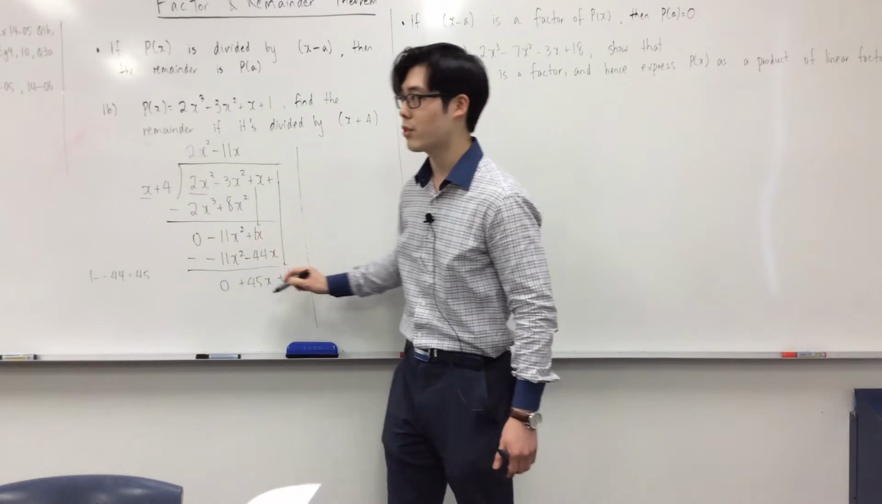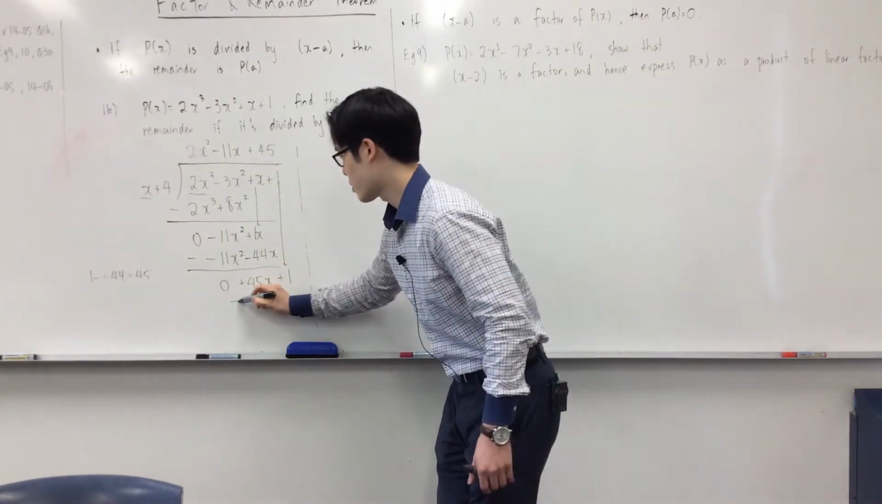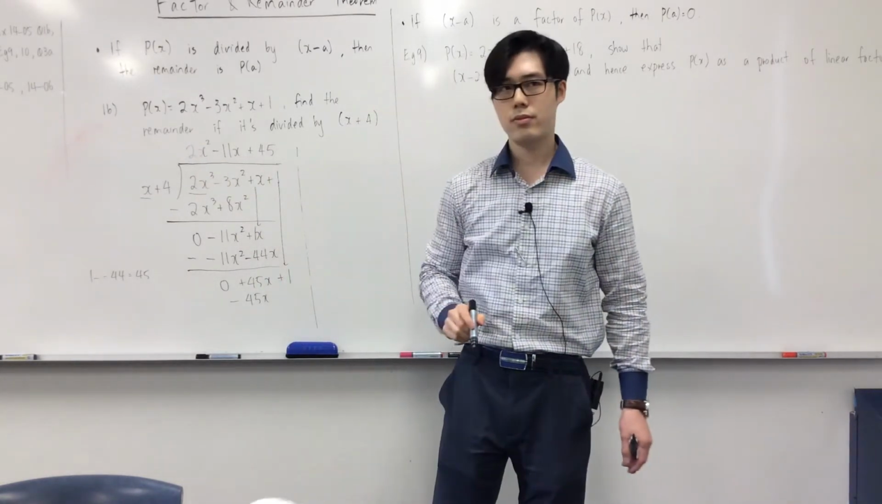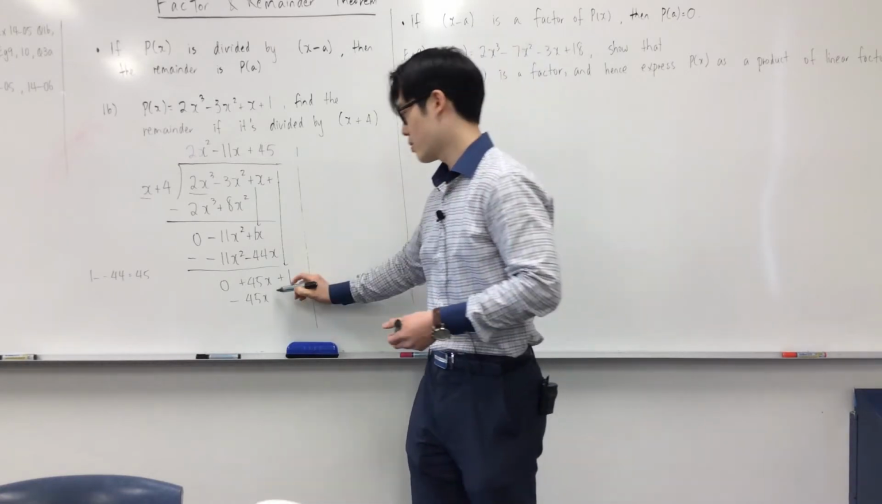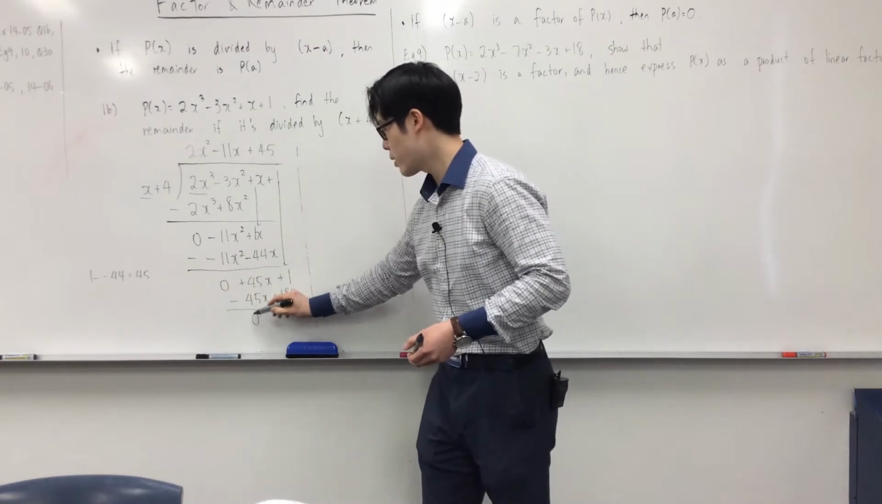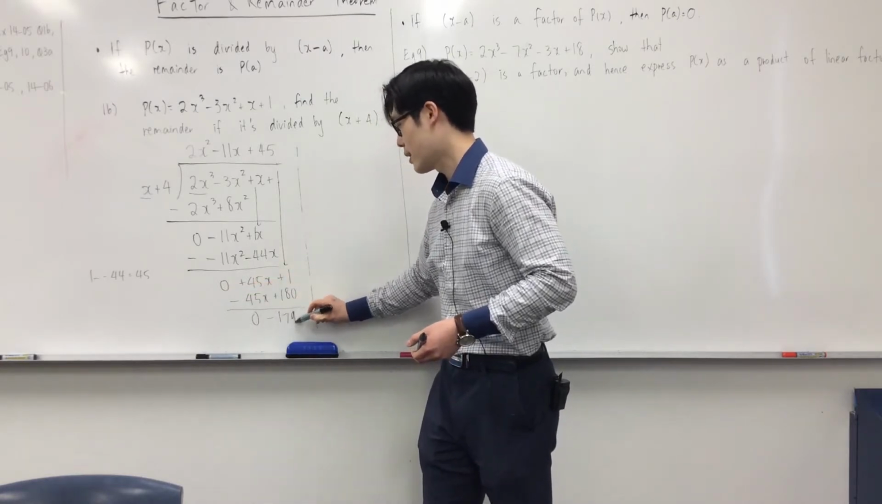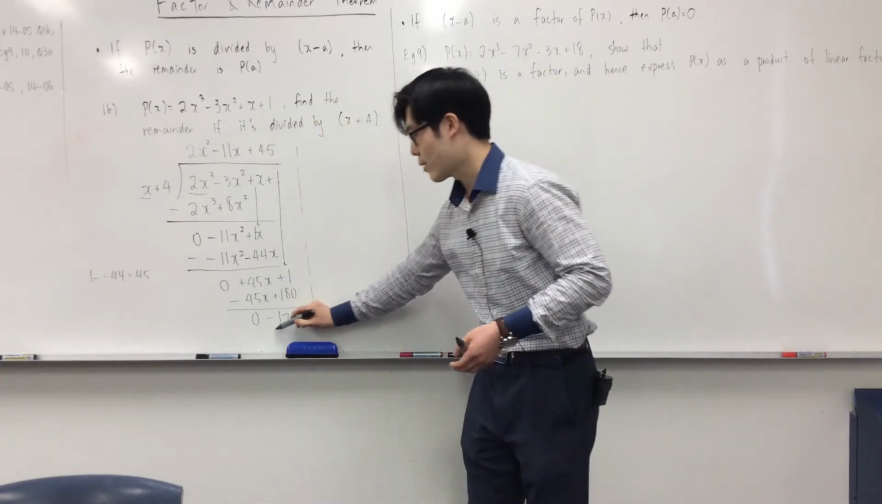So I can keep going. How many x is going to 45x? Plus 45. Right. So we have to take away 45x. 4 times 45? Anyone? 180. Yeah. All right. So that's 0, and the remainder is 1 minus 180. That's minus 179. Yep.